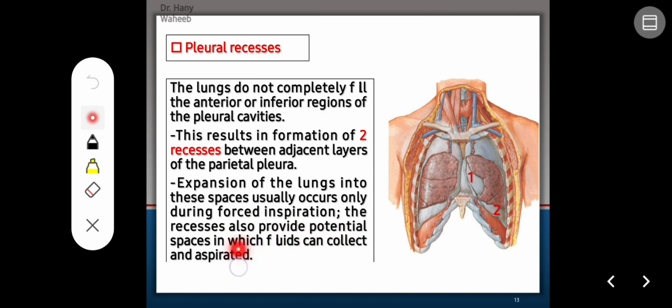The recesses also provide potential space in which fluids can collect and be aspirated. Fluids within the pleural cavity could be collected in these 2 recesses and could be aspirated from them, like the hemothorax or hydrothorax or pleural effusion. These are a collection of fluids within the pleural cavity. These fluids are collected within these 2 recesses and could be aspirated.